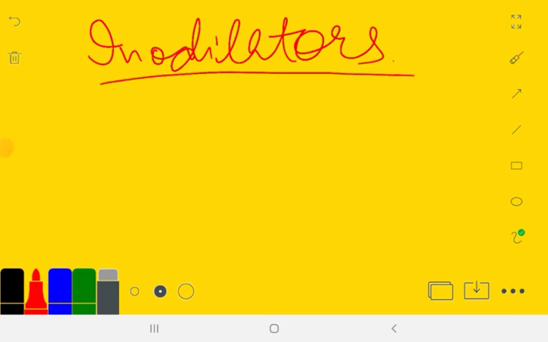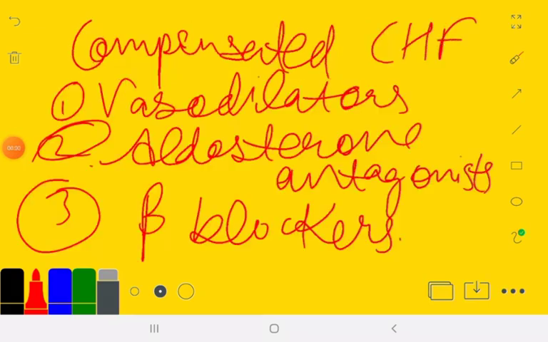So inodilators can also be used. These drugs are indicated for short-term intravenous use in severe and refractory decompensated heart failure. Treatment of compensated congestive heart failure includes vasodilators, aldosterone antagonists, and beta blockers.